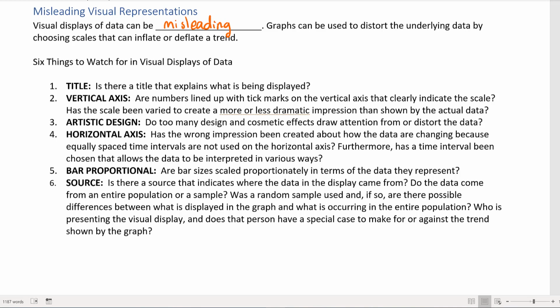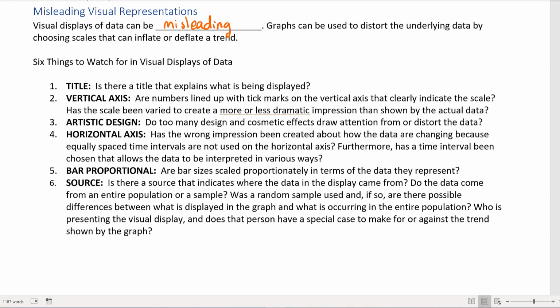Number 4, a horizontal axis. Has the wrong impression been created about how the data is changing because equally spaced time intervals are not used on the horizontal axis? Furthermore, has a time interval been chosen that allows the data to be interpreted in various ways? So you've got to be careful about, are there tick marks? Is it equal? There's lots of things on the horizontal axis you need to be worried about. Number 5, bar proportional. Are the bar sizes scaled proportionally in terms of the data that they represent?